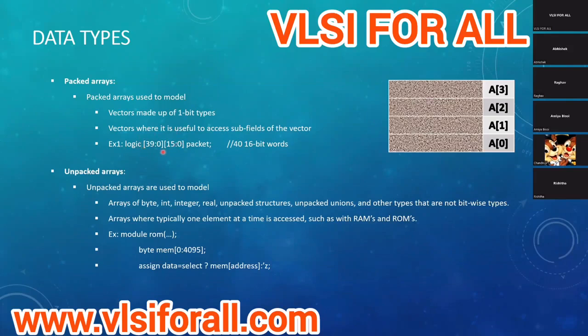So this basically is telling that there is an unpacked array of 16 by 40. It's kind of a 2-dimensional unpacked array. Sir, is it unpacked or packed? Sorry, I got confused. It's a two-dimensional packed array.